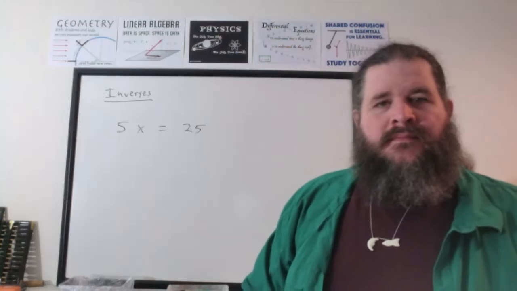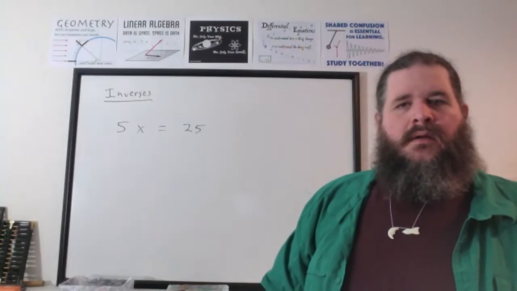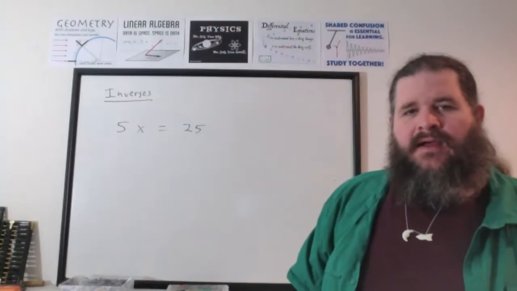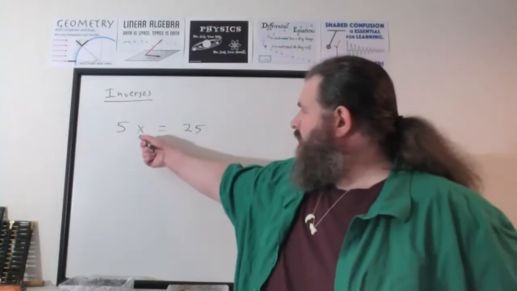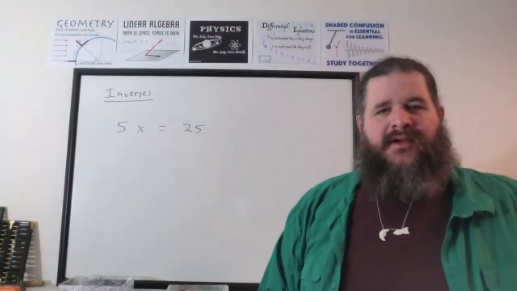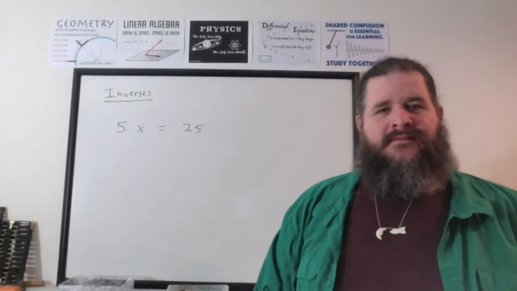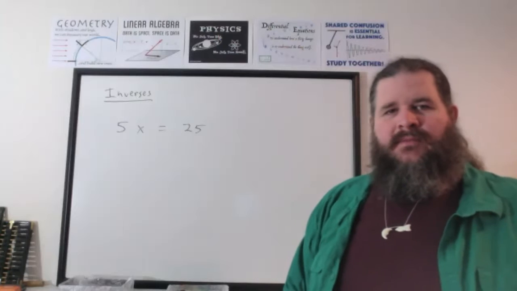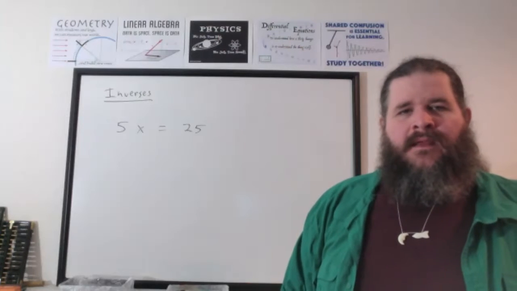For inverse, is this when we would switch the x and y? Oh, not inverse functions. Just how would you, if you just have 5 times x equals 25, how would you isolate x there? Oh, I divide both sides by 5. Yeah, typically we just divide both sides by 5.